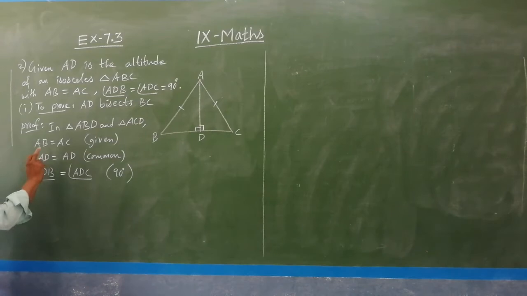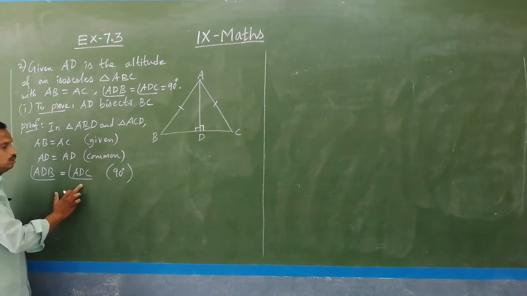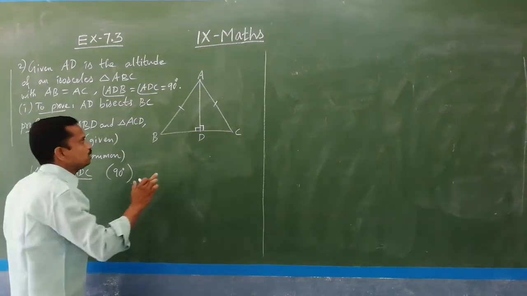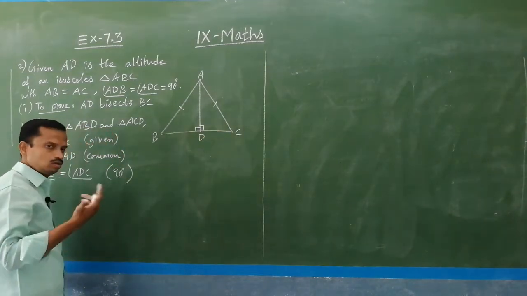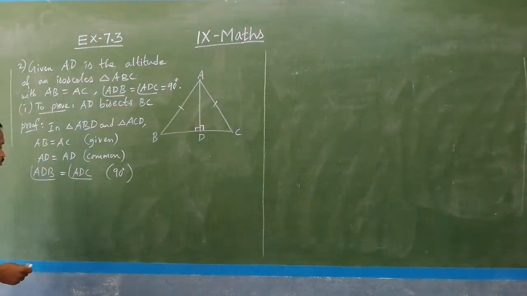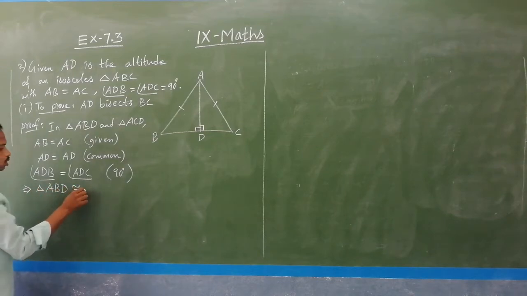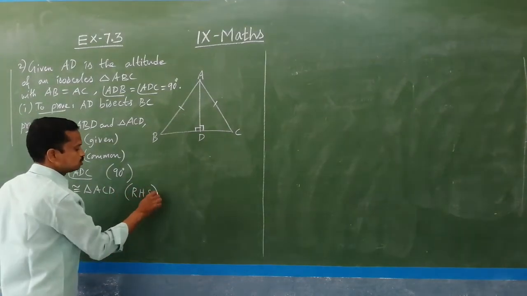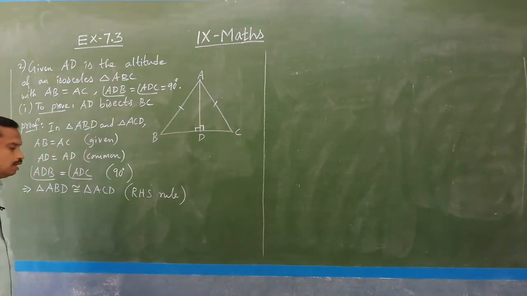Okay, now this is the hypotenuse. 90 degrees means what? Right angle triangle. So a right angle is there, 90 degrees, and then AB equal to AC. So which is the hypotenuse of this triangle? AB. For this triangle, AC. So hypotenuse are equal and one side is equal. So we can say they are congruent by RHS rule. These two triangles, triangle ABD congruent to triangle ACD by which rule? RHS rule. Okay, one right angle, one hypotenuse and one side.